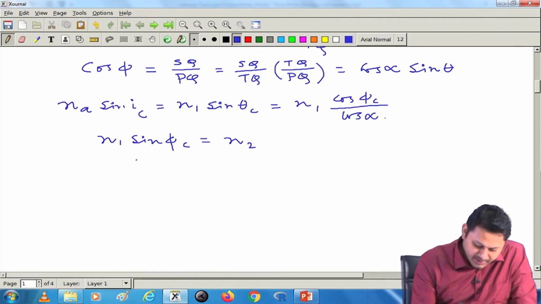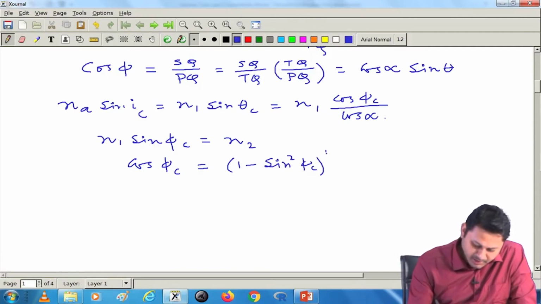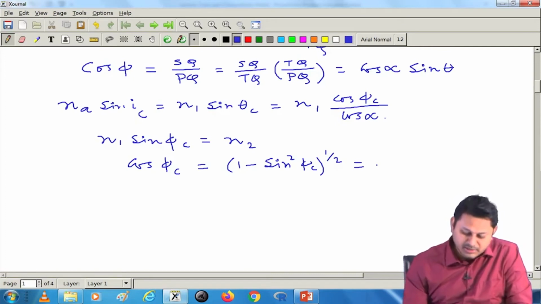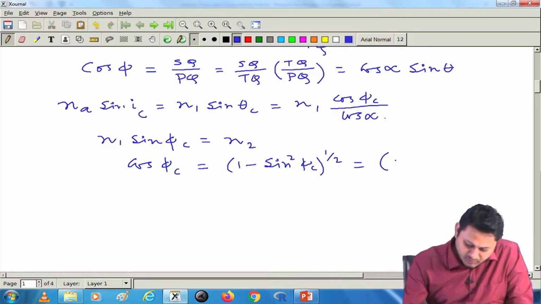So, from here I can write cos phi c is equal to 1 minus sin square phi c whole to the power half, because cos phi c is sitting here. So, that is why I try to find out cos phi c in terms of n 1 and n 2. So, it should be 1 minus n 2 square divided by n 1 square whole to the power half.